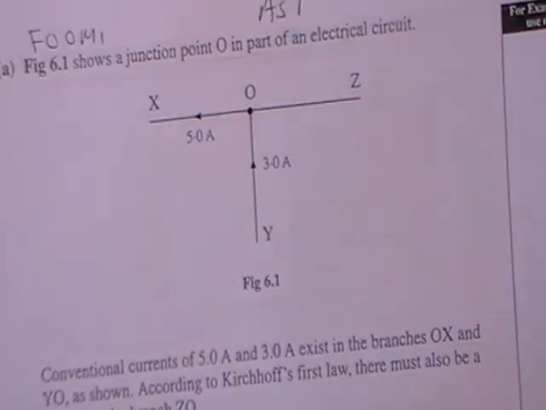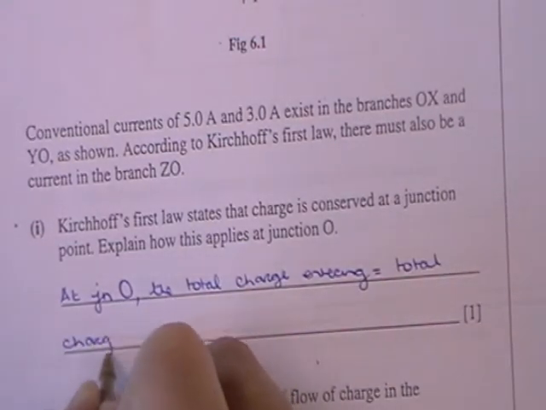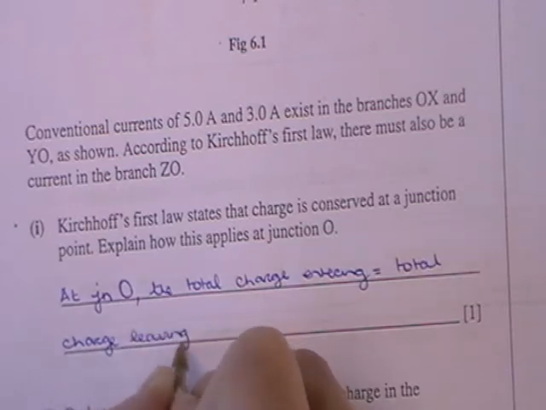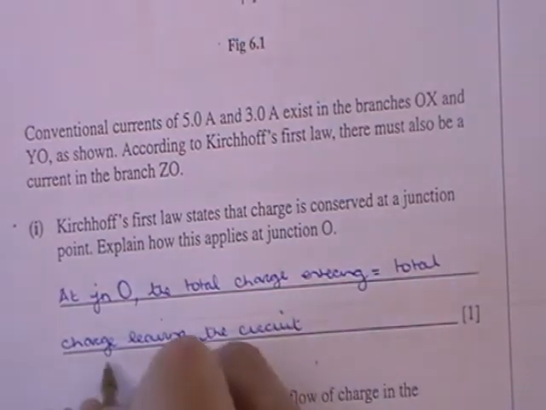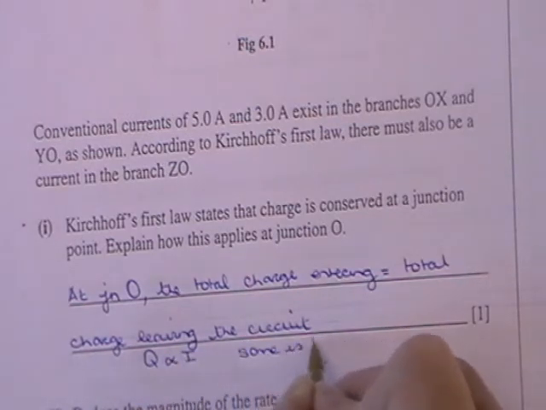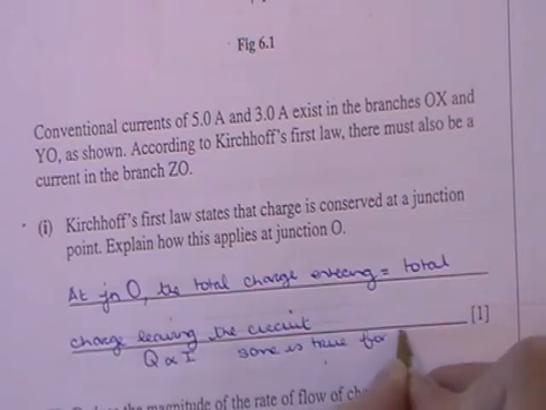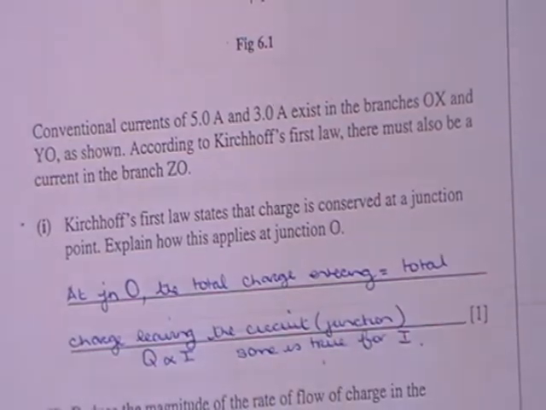So at junction O, the total charge entering must equal the total charge leaving the circuit. And therefore, since charge Q is proportional to I, the same is true for I. I should really write junction here actually. Okay.